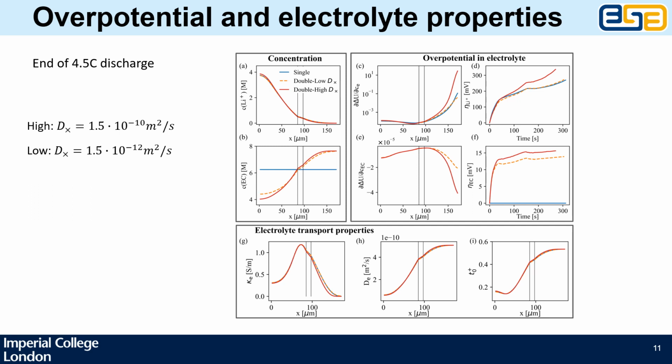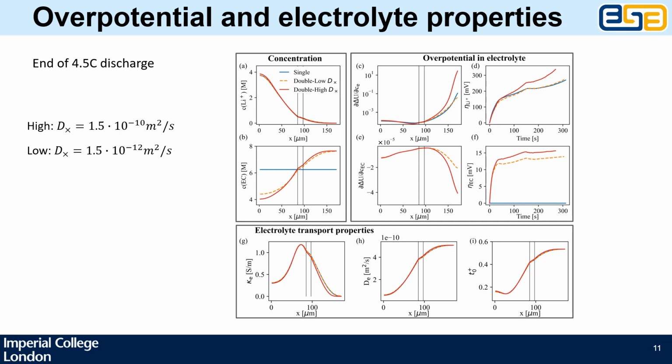So with the double solvent model, we can predict both lithium-ion polarization overpotential and EC polarization overpotential. And this is just because at a quite extreme case, the double solvents will have a little bit higher lithium concentration than the single case because the EC is dragging it.